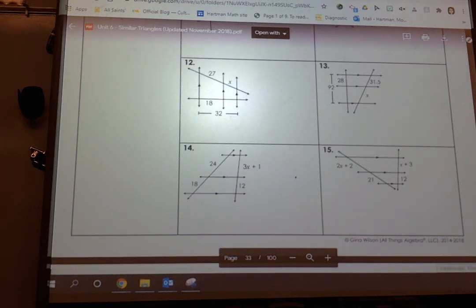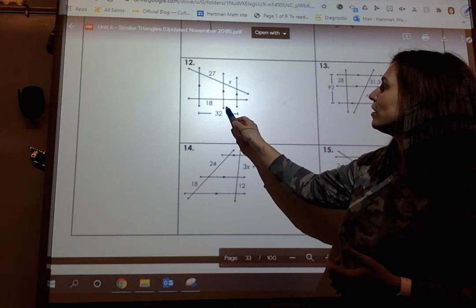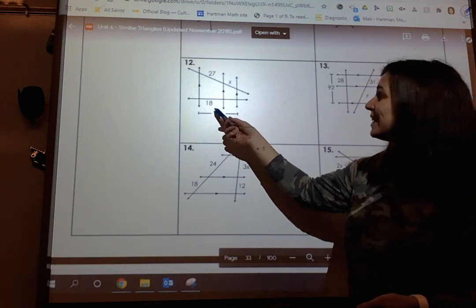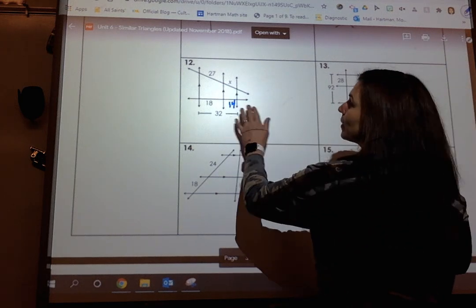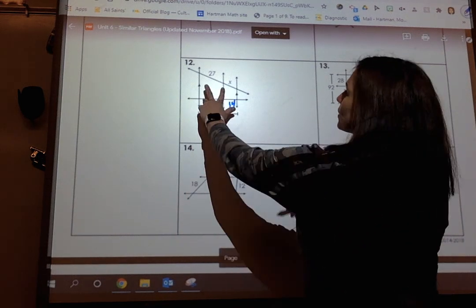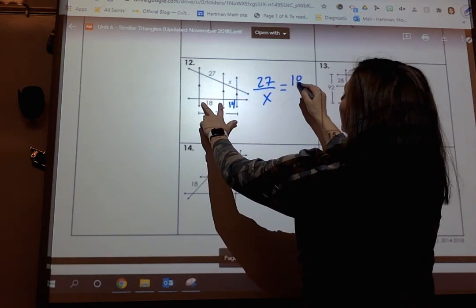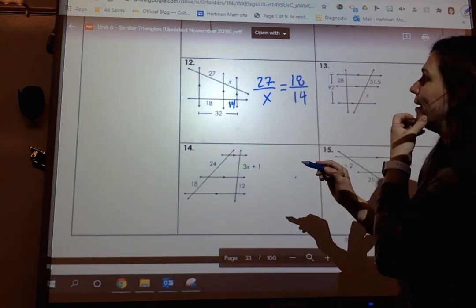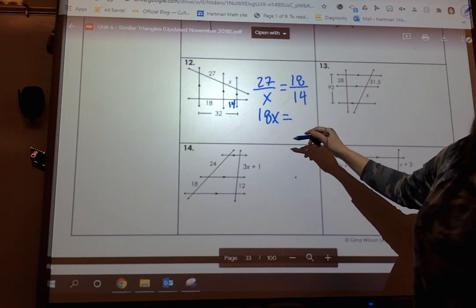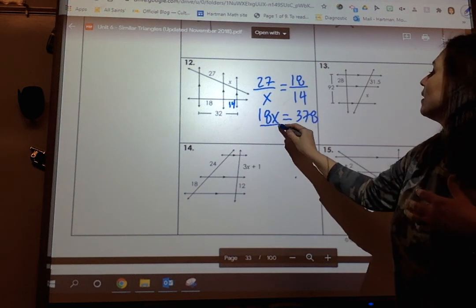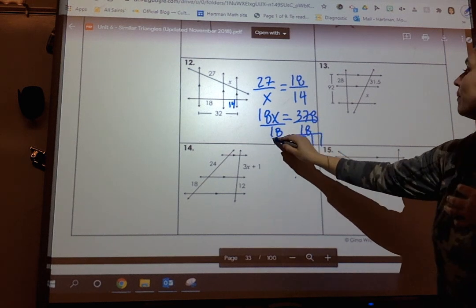All right. So proportional parts, it's still the same. I need to find this information. How do you do it? Well, 32 minus 18. When we subtract 32 minus 18, that's going to give me this length is 14. Now I can set up my proportional parts. I can say 27 is proportional to x and set that equal to 18, which is proportional to 14. Now when I cross multiply, I get 18x equals 27 times 14, which is 378. And divide both sides by 18, and x then equals 21.